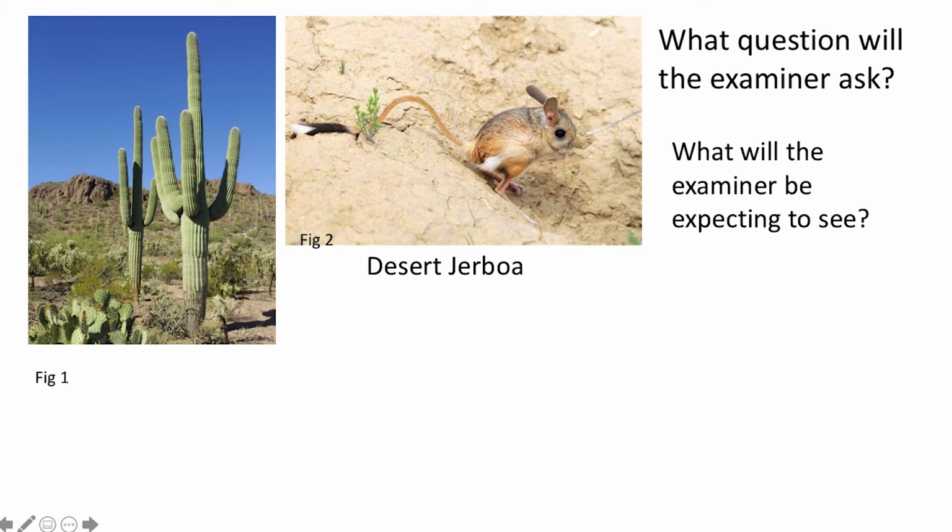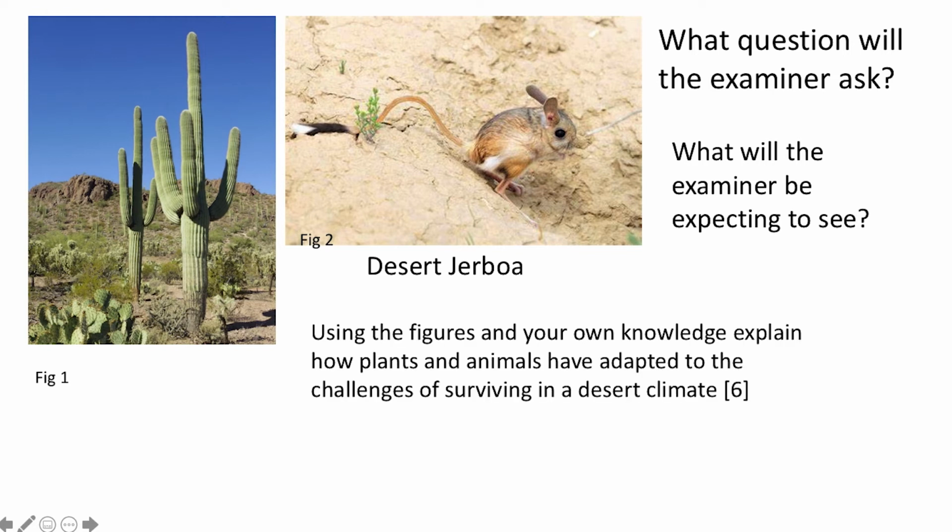This question will be quite familiar to you. It's a question about adaptations and how animals and plants survive in a desert area. You'll see questions like this in geography, but you'll also see them in your biology unit. The examiner is going to ask you a question along the lines of, using the figures and your own knowledge, explain how plants and animals have adapted to the challenges of surviving in a desert climate. It could be worth up to 6 marks.